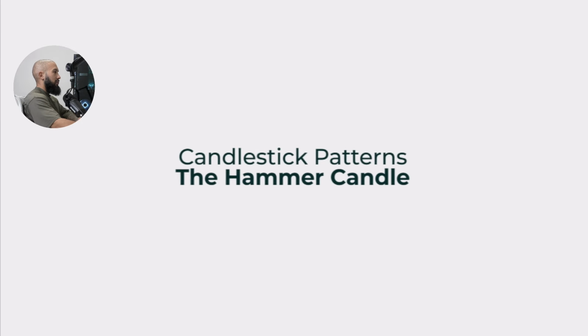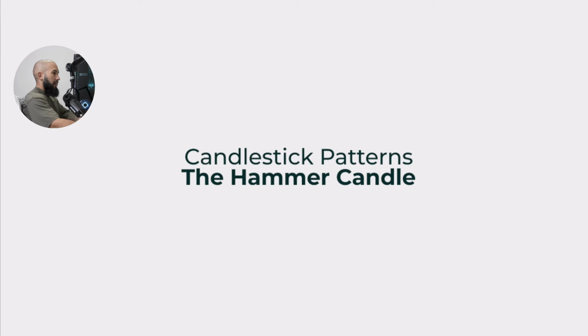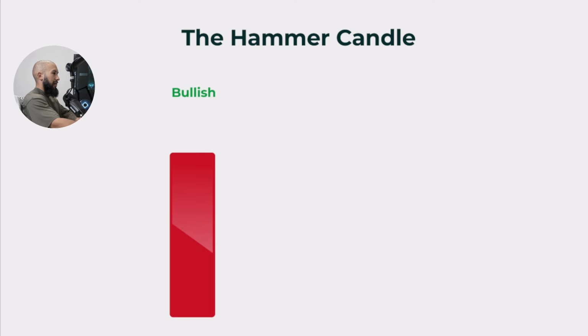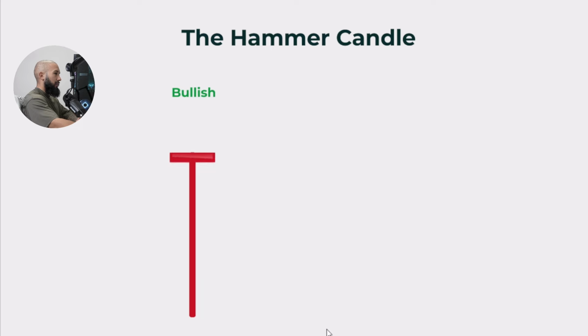All right, the next candlestick pattern we have is the hammer candle. The hammer pattern is a bullish reversal pattern that can be spotted at the end of a downtrend. Typically, one of the characteristics of the hammer candle is that the opening price, the closing price, and the peak price point are approximately the same. So we have here the opening, the closing of the candle, and then the peak price at about the same level.